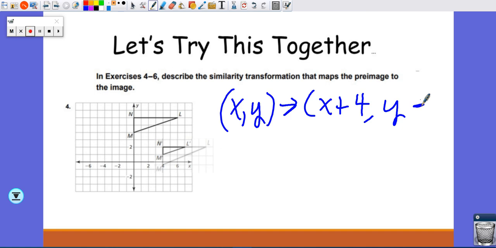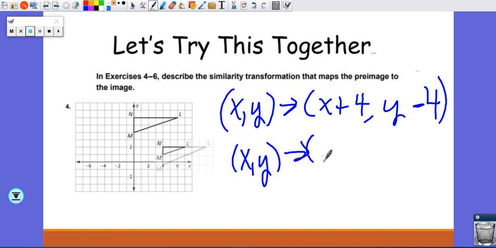Yeah, I go down 4 to get the N prime lined up. But now I'm kind of big, so I need to do some dilation. So now I need to take these coordinates and do a dilation to it because it's a shrink. I need to shrink it down. So I know my k is going to have to be less than 1 in this situation.